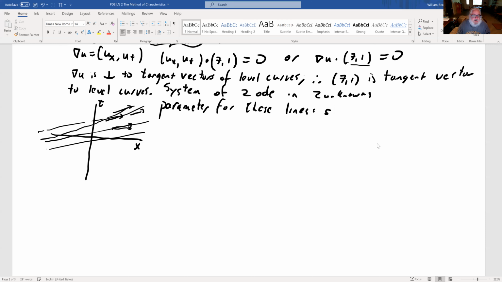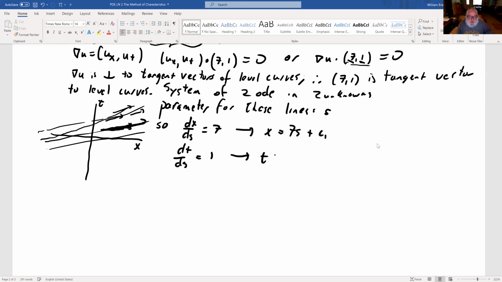So I need a new parameter. We'll call it s. For these curves, which are parameterized by s, what do we know? We know that dx/ds has to be 7, because that's the vector component in the x direction. And we know dt/ds has to be 1, because that's the vector component in the t direction. What does it tell me? x is 7s plus a constant, call it c1. t is s plus a constant, we'll call it c2.